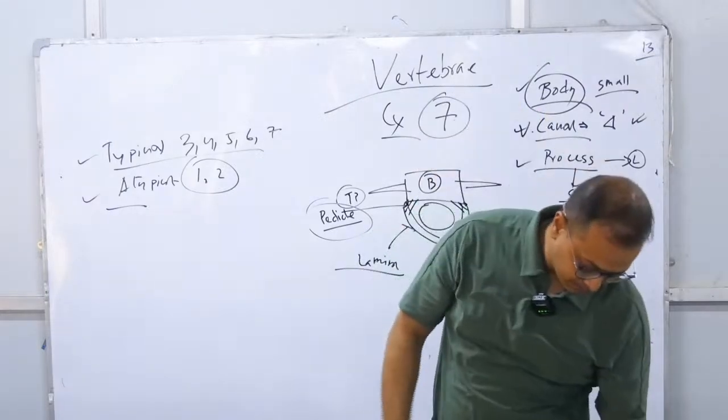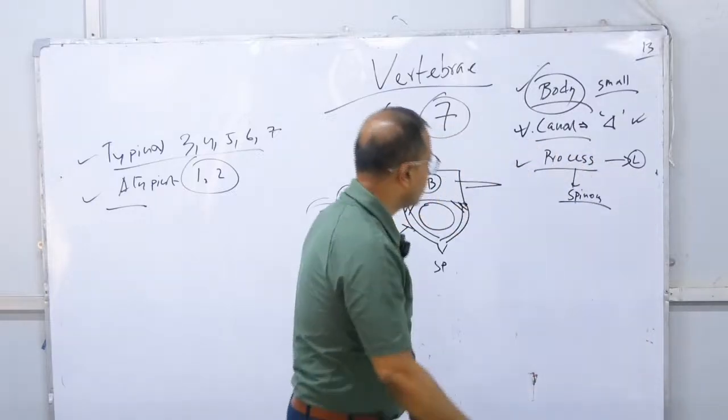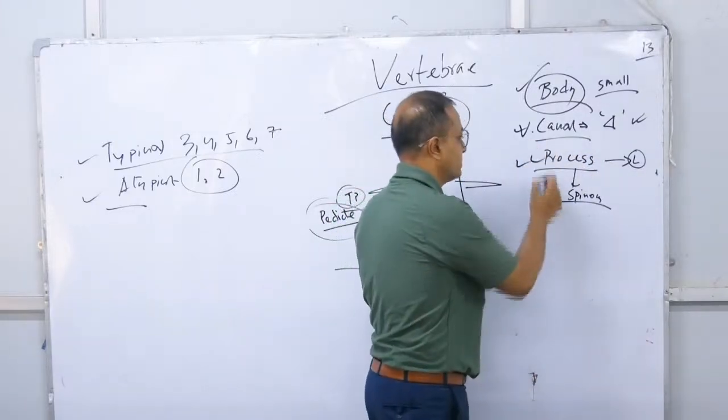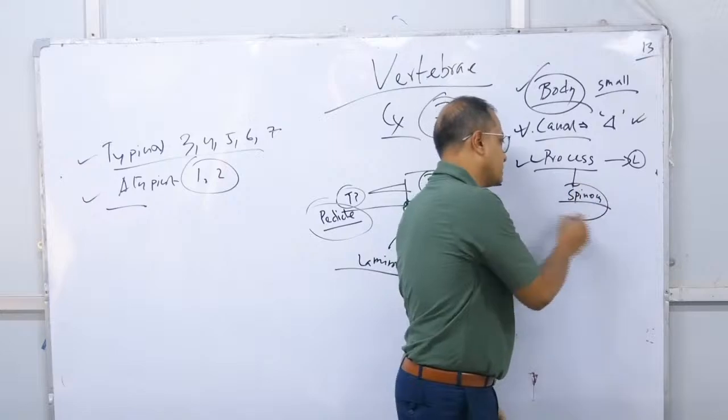Now, the next feature which helps us to identify is the process. Now, out of this process we have the spinous process.